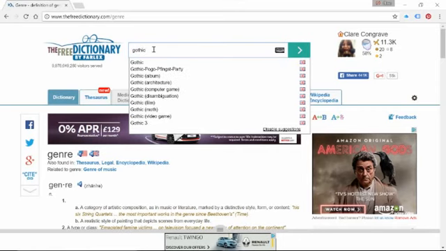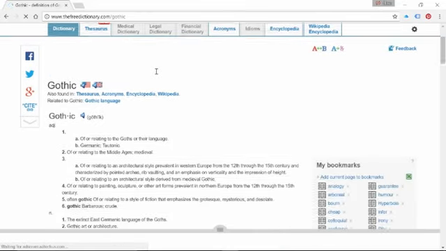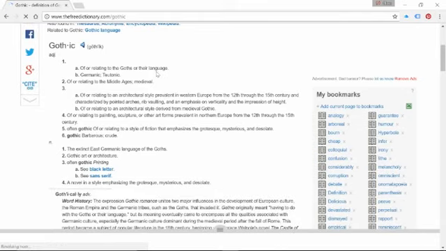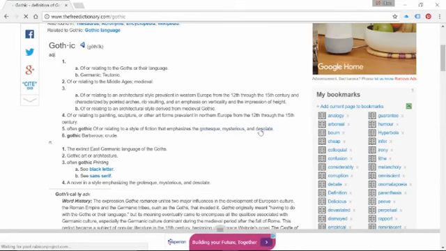Okay, Gothic. So if you're not sure of this as being a genre of literature, you might know it as being a type of people, so Goths, but that's not what we're talking about here. But Goths, the way they dress and some of their beliefs, not all of them obviously, but some of them, do reflect this type of writing. It's a genre, the Gothic genre, a style of fiction that emphasises the grotesque, mysterious and desolate.